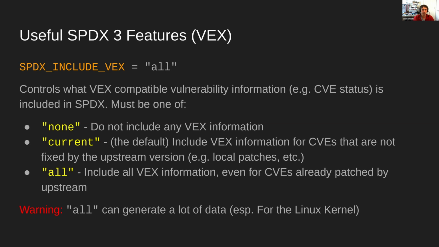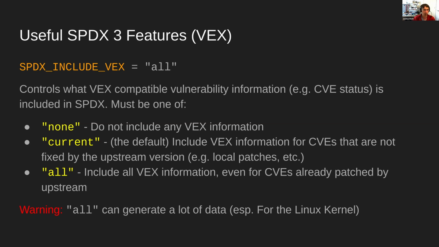So if a CVE is found, but the upstream version of that package that we're pulling in has already fixed it, it will not be included in the SPDX output. And all will just include everything. And all can generate a lot of data, in particular for the Linux kernel, because there are just a lot of CVEs for the Linux kernel, which is why we added this option in the first place.